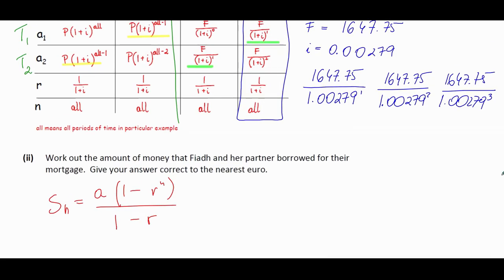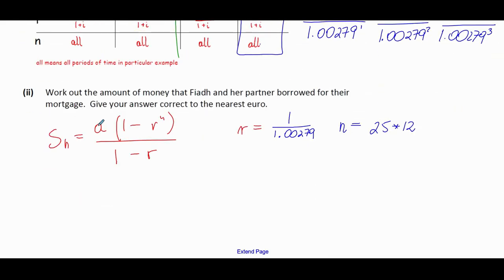So I do have the first term. What about r? So r in all cases will be the same: 1 divided by 1 plus interest rate, so 1.00279. Then n is always all the periods. So in this case, n is what? 25 years multiplied by 12 for every month. So that's my n value. And then I have my first term.